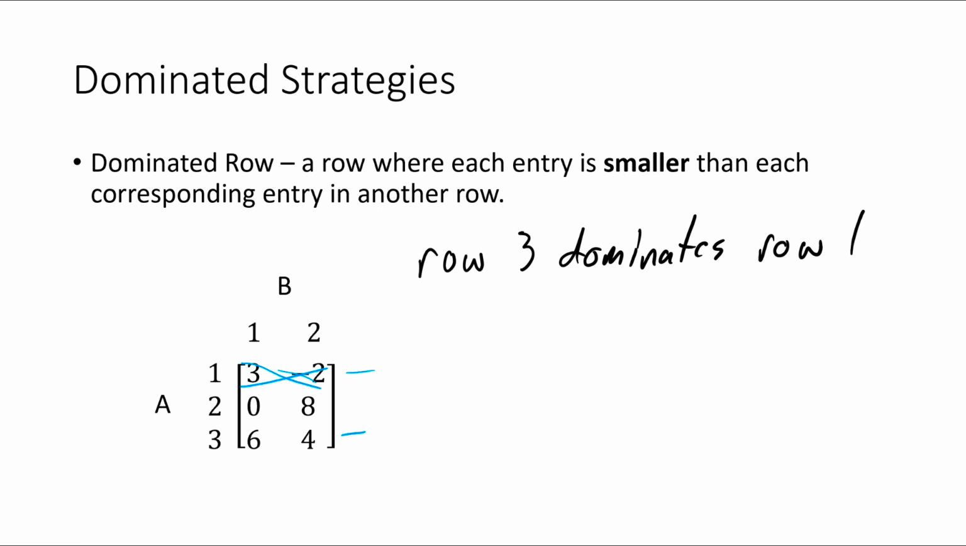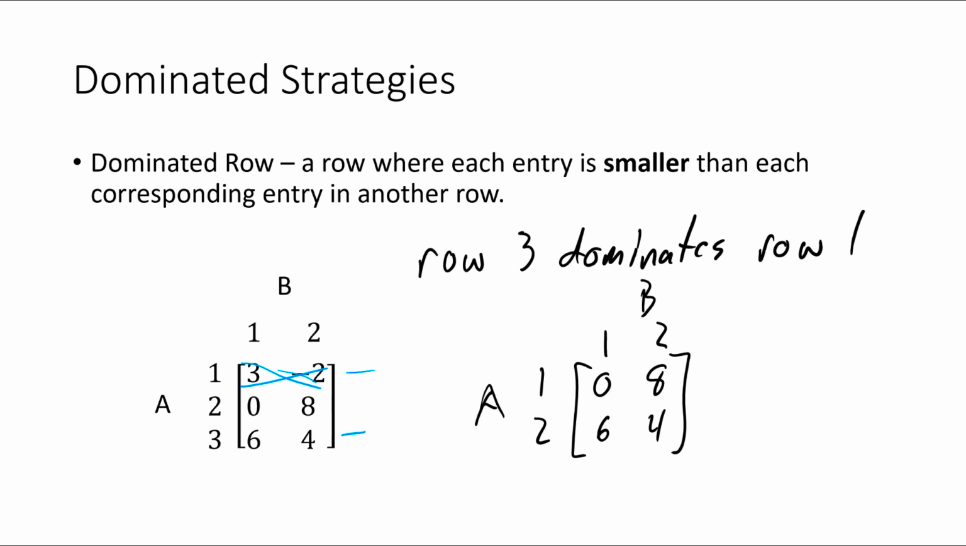So we would then rewrite our matrix with what we have left: 0, 8, 6, 4. And we go ahead and renumber the options. So options 1 and 2 for each player: we take out option 1 for player A and just move everything up.